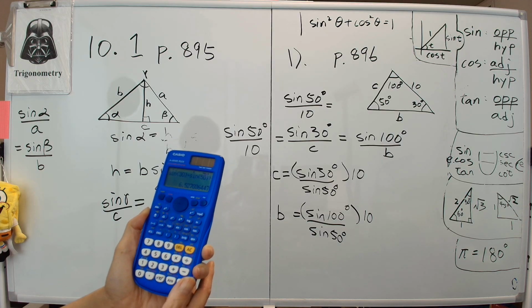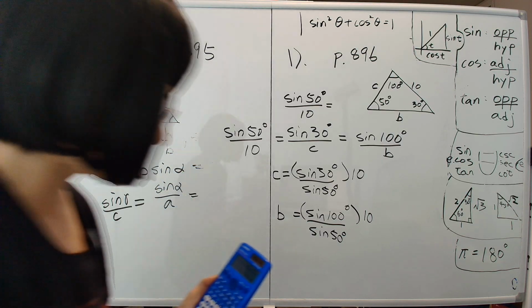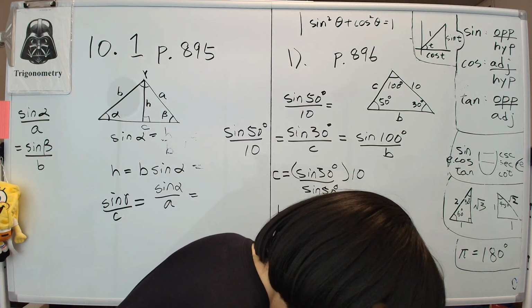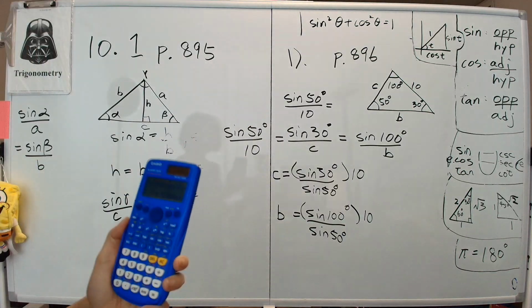6.5. All right, that sounds about right. Let's check the book. Is it 6.5? Yep. C equals 6.5.